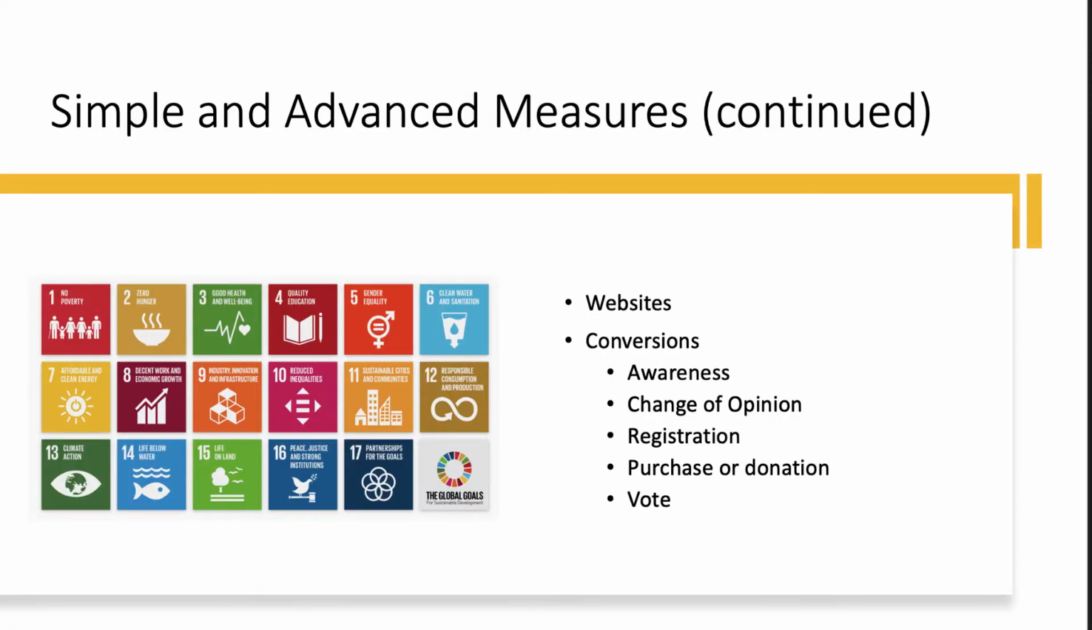When we talk about simple and advanced measures, we can look first to the websites. That's usually where social media gets people to go, and they're looking at getting them to do some kind of conversion. Conversions can be something as open as awareness of an issue that's going on, or to get people to change their opinion. You might get people to register for an event or to be part of a listserv. You might also get people to purchase something or make a donation. And, well, we're in the middle of the US election, so you're hoping to get people to vote.